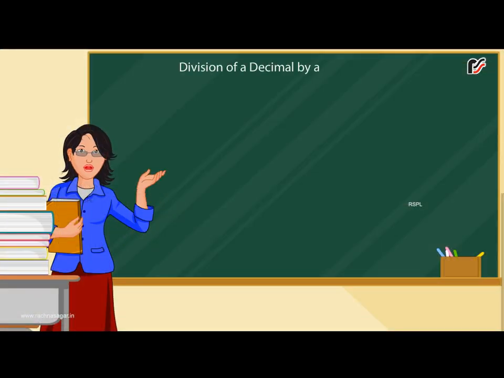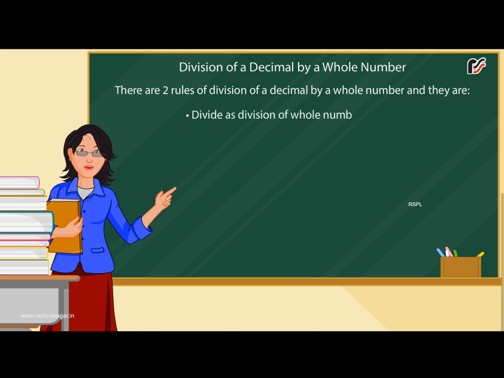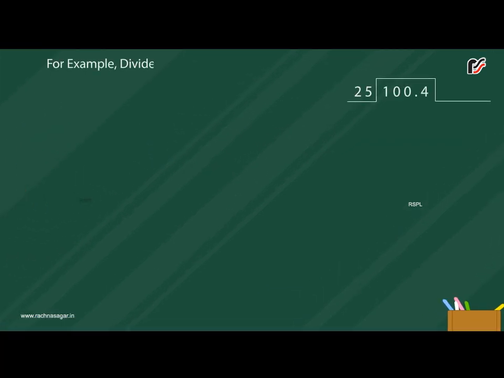Division of decimal fractions. Division of a decimal by a whole number. There are two rules of division of a decimal by a whole number, and they are: divide as division of whole numbers. When you reach the tenth digit, place the decimal point in the quotient. For example, divide 100.4 by 25.